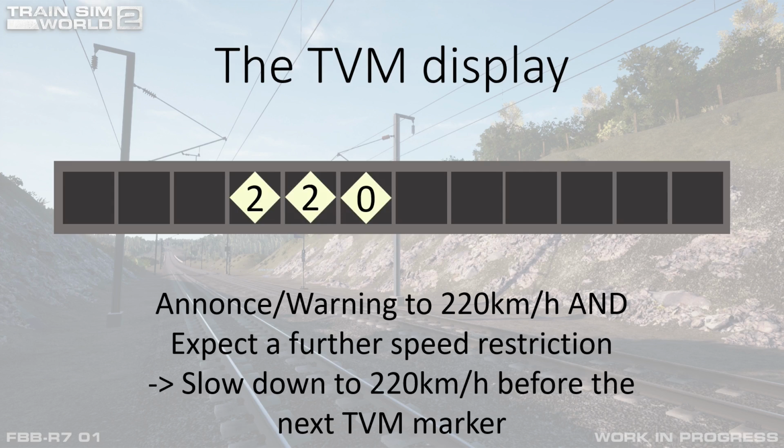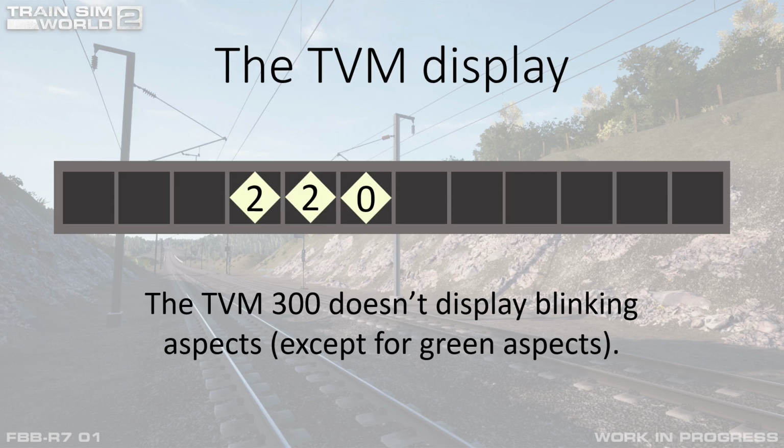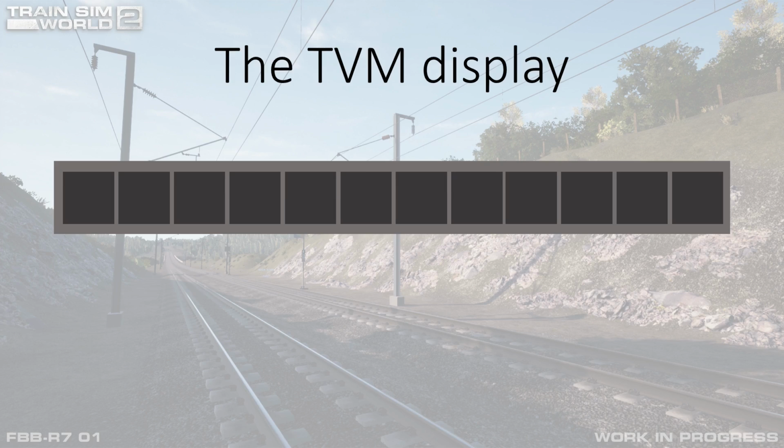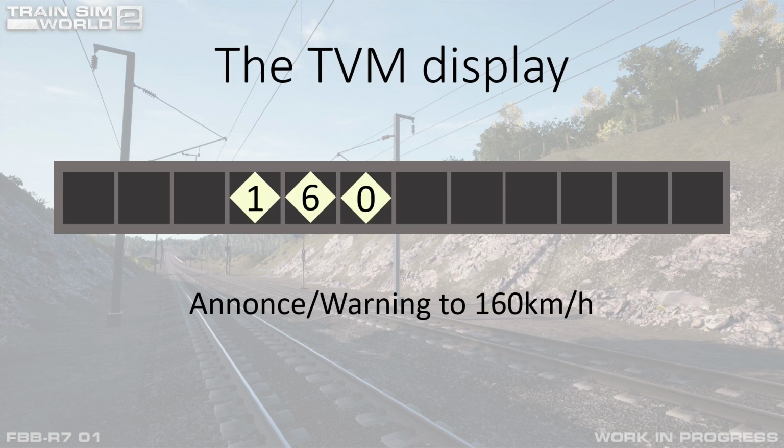That only happens in the TVM 430. In the TVM 300, this cannot display blinking aspects, so you cannot know what comes next. Although in this case, you know that the next speed limit at the next TVM marker is 220 km per hour at most. But as we're running under the TVM 430, this is blinking. Next TVM marker. It stops blinking, but it displays 160. So, slow down to 160, as it is the next speed limit.